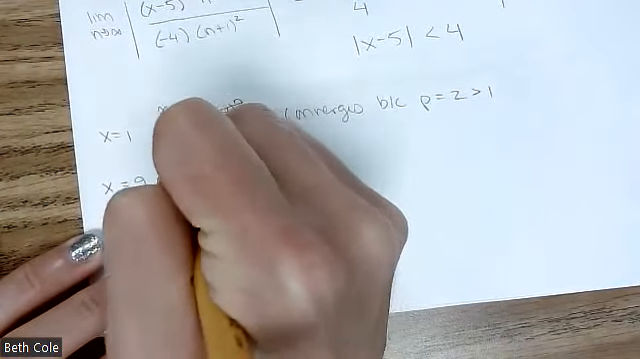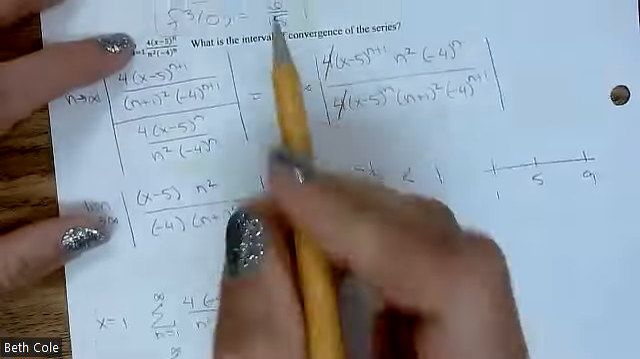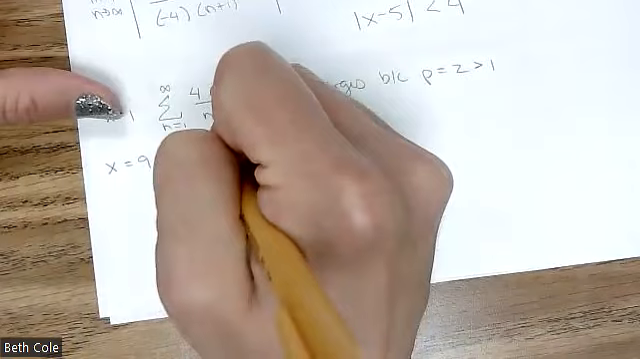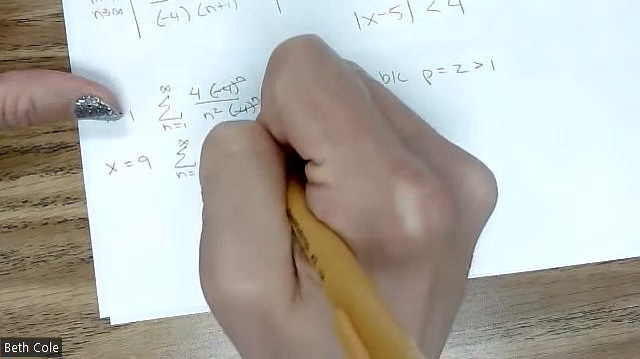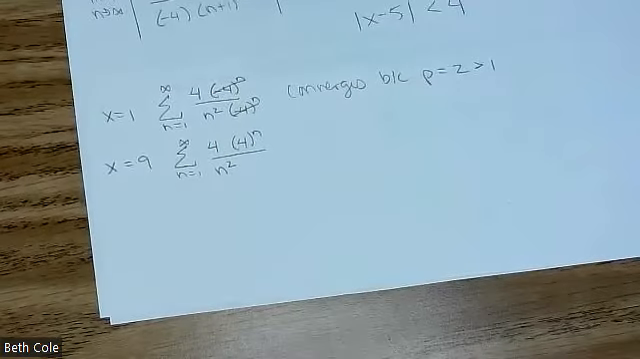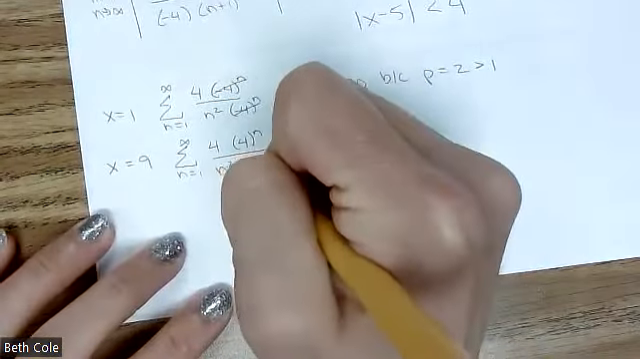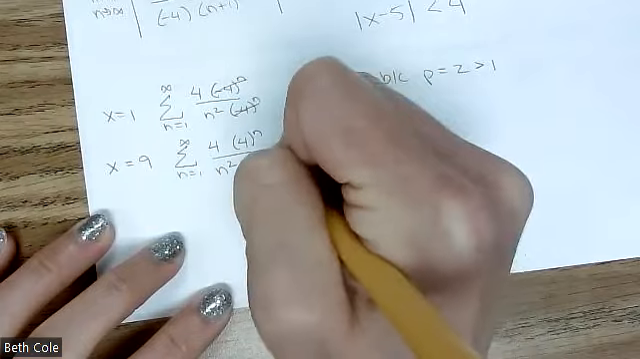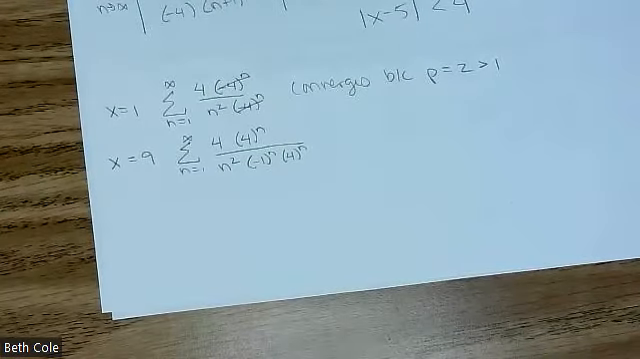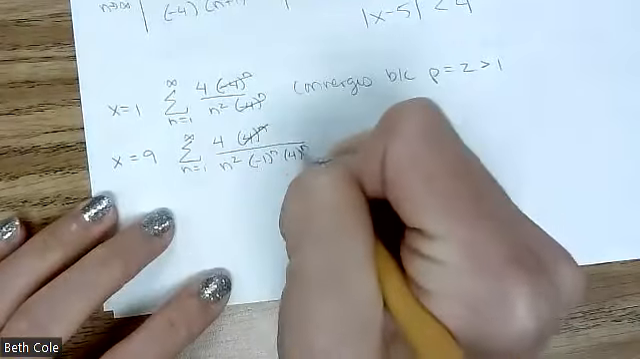All right, so if you plug in 9, we're coming back up here to, again, the original problem. If you plug in 9, you're going to have 4 times 4 to the n over n squared. And then I'm going to rewrite that negative 4 to the n like this. It means the same thing, but why do you think I did that? Why did I separate it like that? Yeah, so that you can cancel stuff.